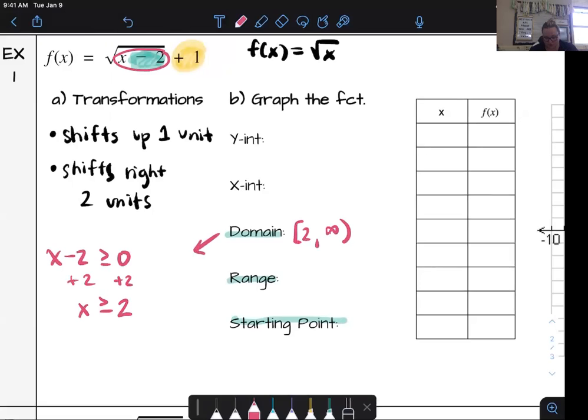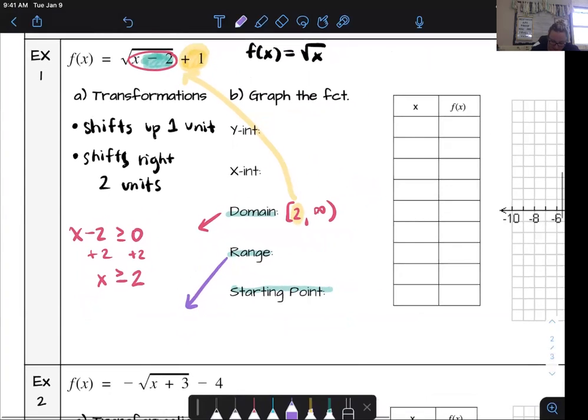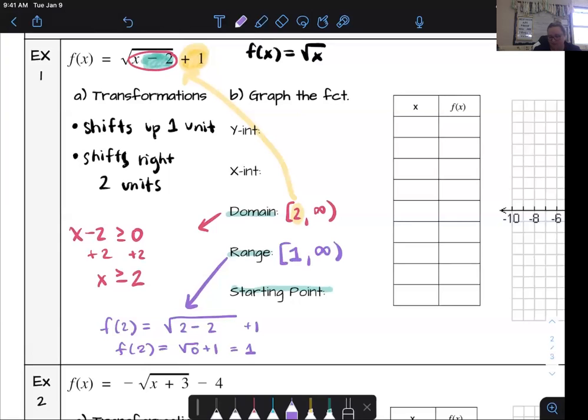Now let's find our range. To find the range, you just take the least value your x can be and plug it into the function. I'll show my work over here. For my range, I'm going to take f of 2 is equal to 2 minus 2 plus 1. And f of 2 then is equal to the square root of 0 plus 1, which is just 1. So my range starts at 1 and goes to positive infinity.